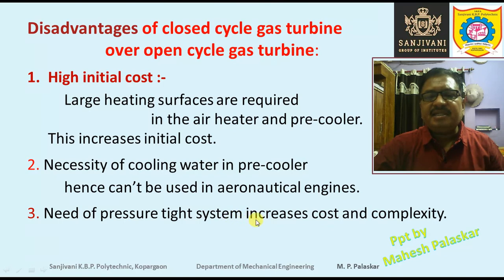Need of a pressure tight system increases cost and complexity. Complexity is increased and the cost is increased because the system has to be pressure tight, not only air tight, but pressure tight, right? And therefore the system should be very strong, tough, leak proof. So that will definitely increase the cost, and it also increases the complexity. The manufacturing is difficult and costly, and therefore the initial cost is increased, and maintenance is also increased in case of the closed cycle gas turbine.